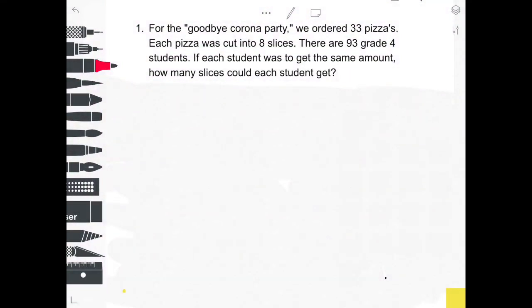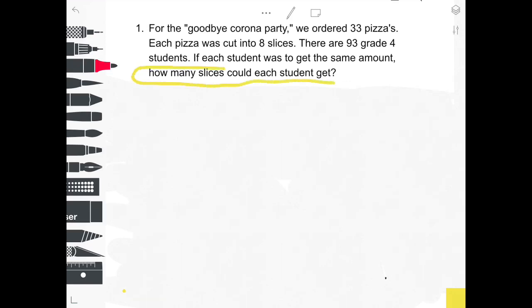All right, the first problem says, for the Goodbye Corona party, we ordered 33 pizzas. Each pizza was cut into 8 slices. There were 93 grade 4 students. If each student was to get the same amount, how many slices could each student get?